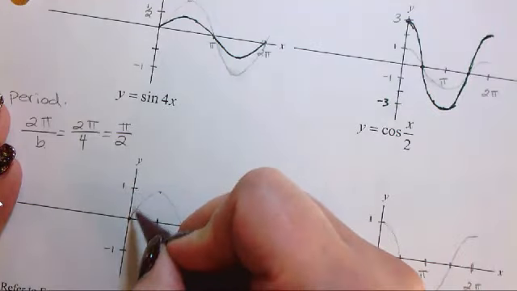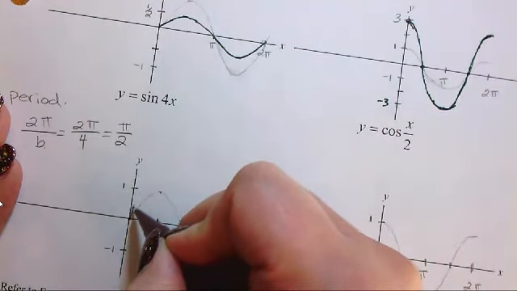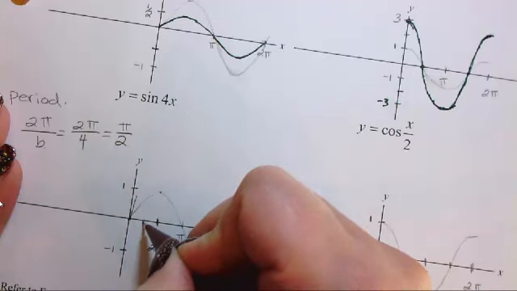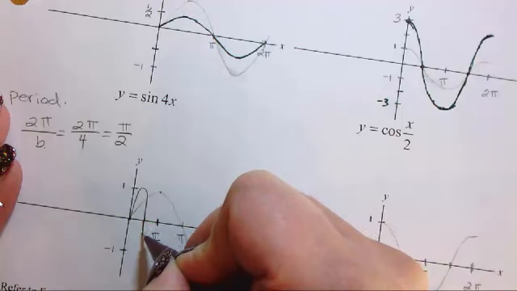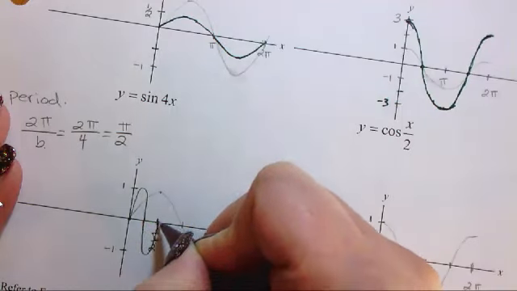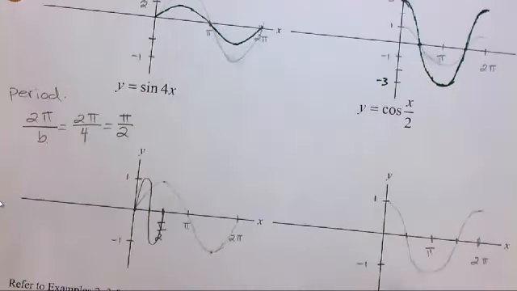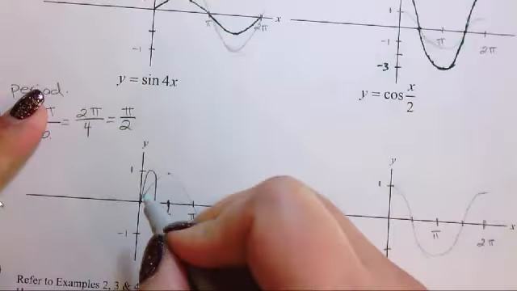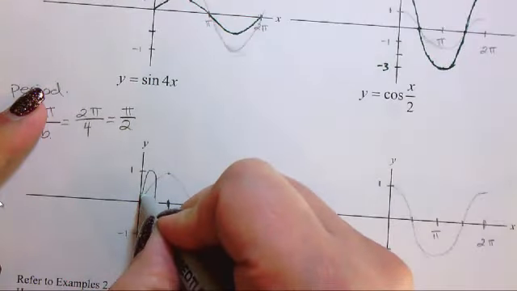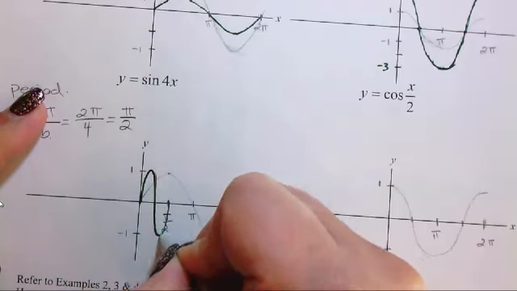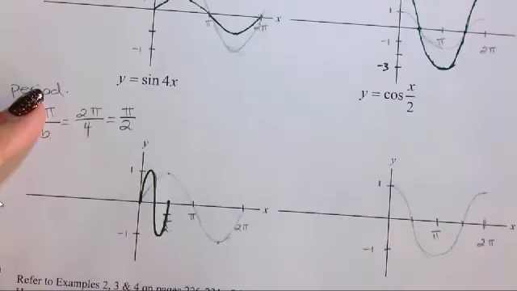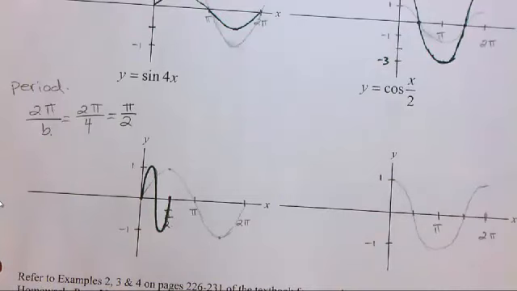All right, so sine starts here. It goes up. This is my pi by 4. It's going to come through in there, and then I'm going to go back up and there. Okay, I'll put that in marker because that's not too bad. Right here, and then come back there. Okay, so that is my sine 4x.